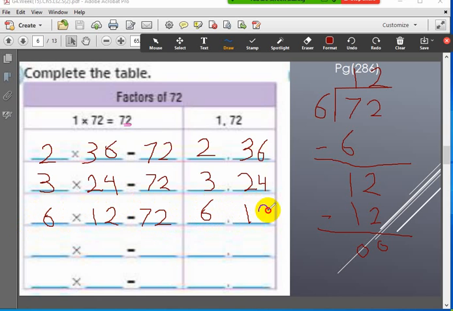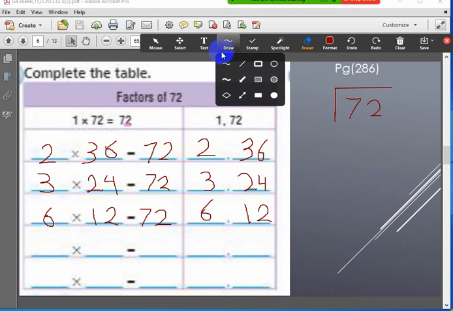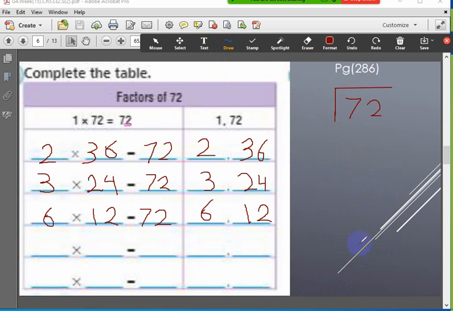So the divisibility rules will help me to know the factors, okay? Now let's think about 9 from the divisibility rules. Can this number be divided by 9, girls? You know that the rule told me that the sum of the digits must be divisible by 9. So 7 plus 2 equals what?